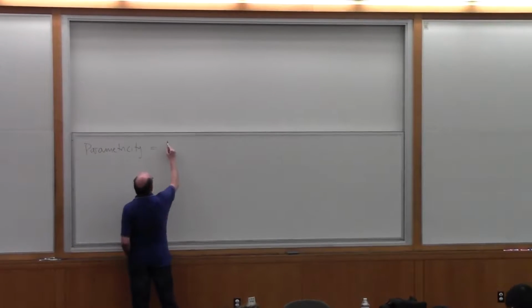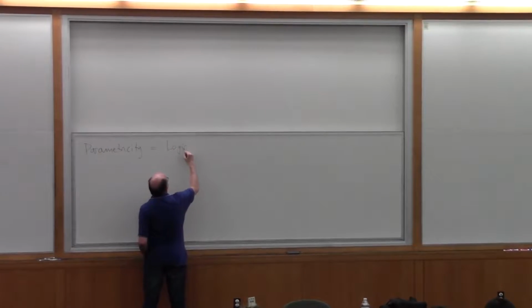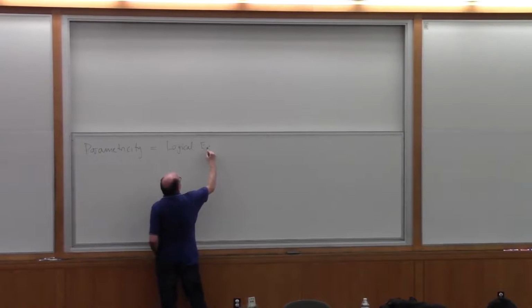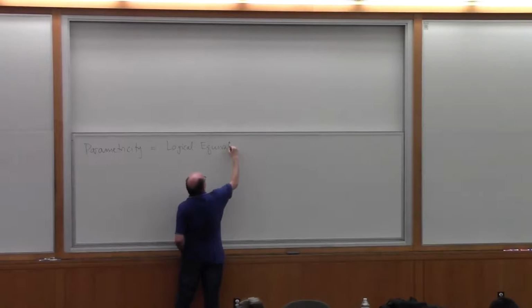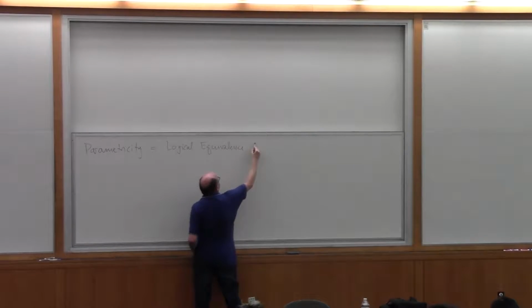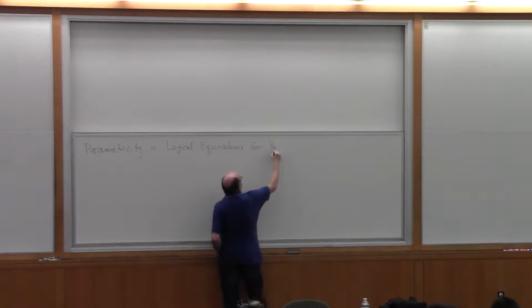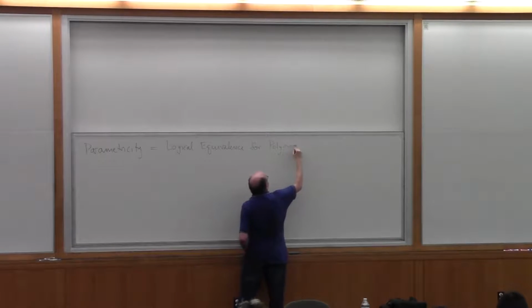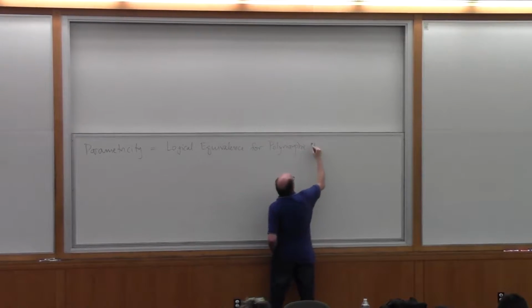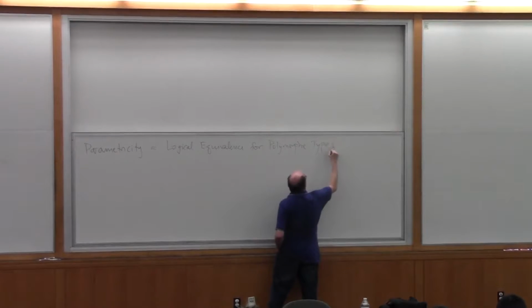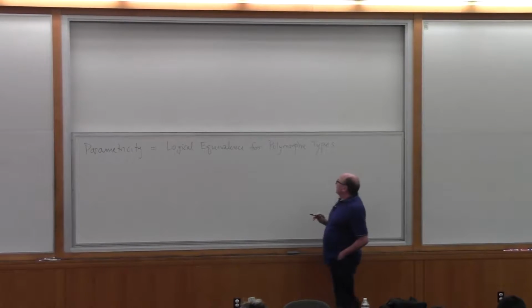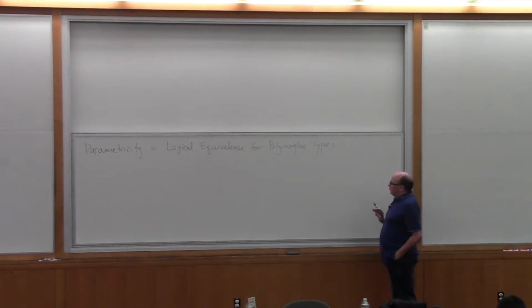And this is basically using the terminology we've been developing yesterday. It's really logical equivalence for polymorphic types. That's if you want to situate it in the setting that we've been developing, that's what we want to do. We want to talk about logical equivalence. So we had a number of motivations for it, which Dan gave you this morning.